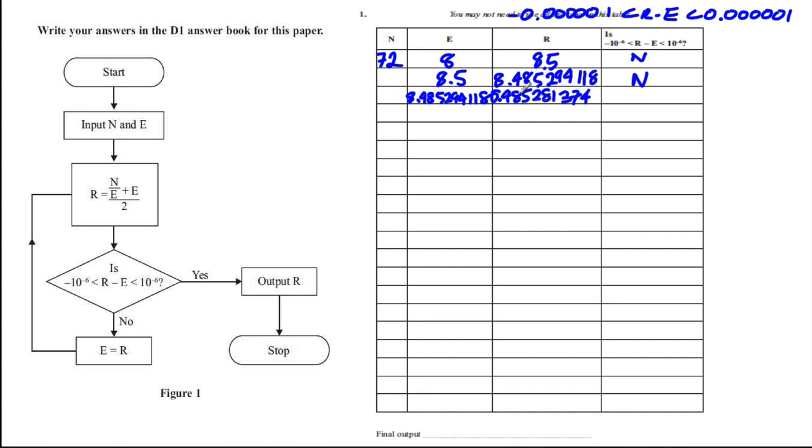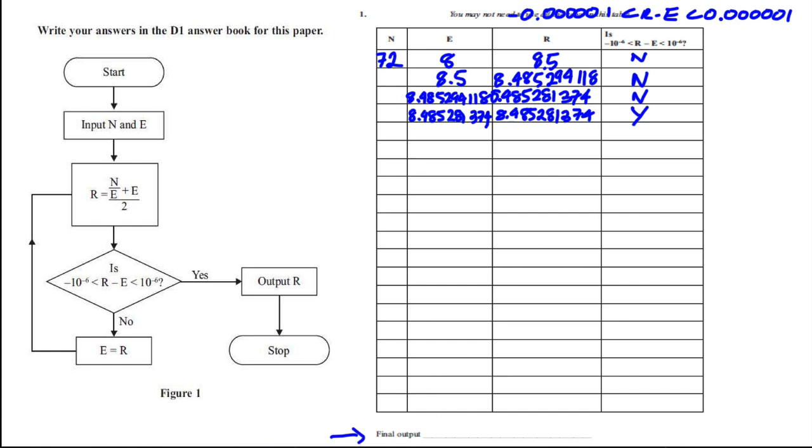8.485281374. When you take these two things away, again, it's not between the numbers you're looking for, so you write no. Now you let e be equal to that number, 8.485281374. You go back here and work this r out and you get 8.485281374 again. You take these away from each other, and indeed that calculation is between these two numbers, so you write yes. The key thing is you must write your final output or you don't get the marks.